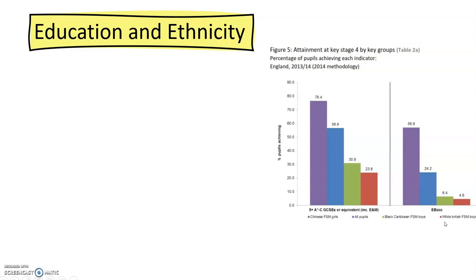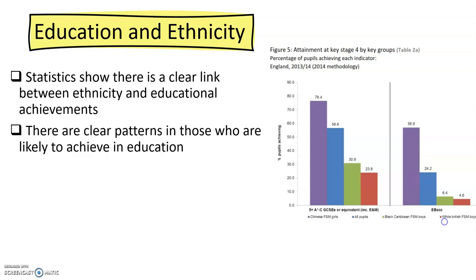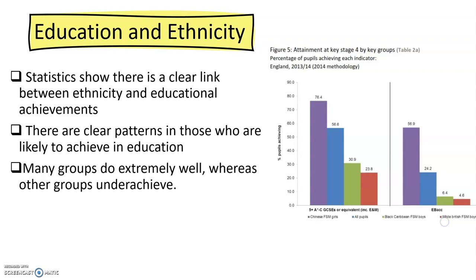So, education and ethnicity then. So, there are clear patterns when it comes to ethnicity and education in terms of achievement. So, there is a link there. And you can kind of track and make predictions based on ethnicity how well students are going to do.